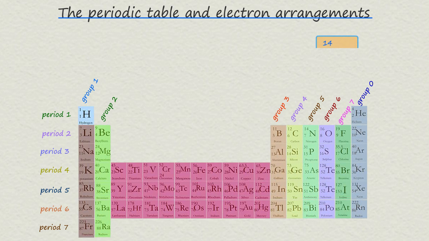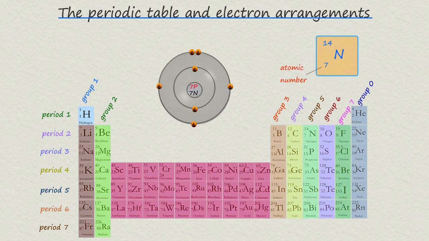As a final example, consider nitrogen, which has an atomic number of 7, and so it will have 7 protons in its nucleus and 7 electrons in its shells. Its electron arrangement will be 2, 5, and having 5 electrons in its outer shell means it will be in group 5 of the periodic table, and having only 2 shells means it will be in period 2 of the periodic table.